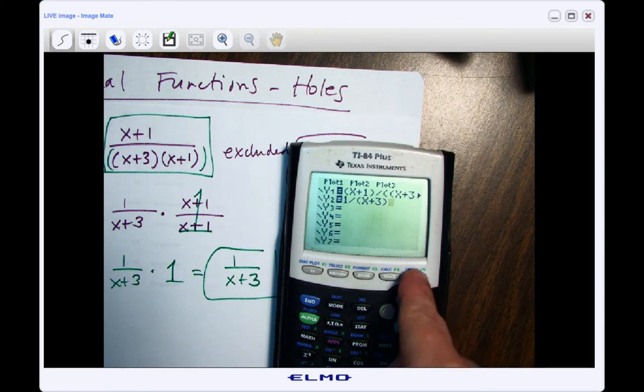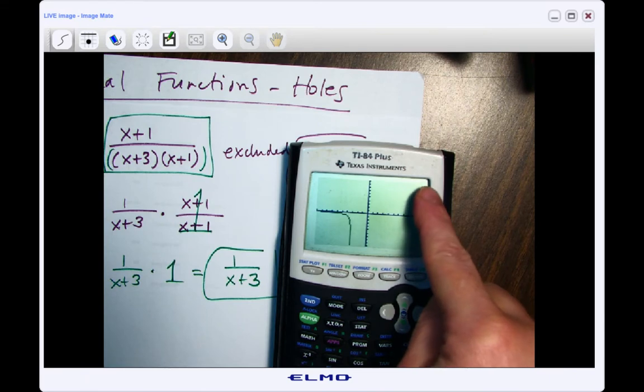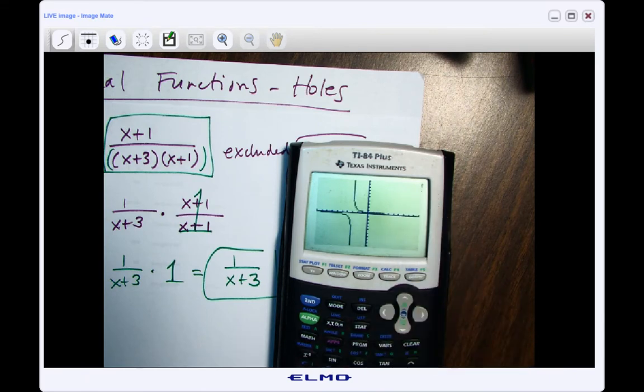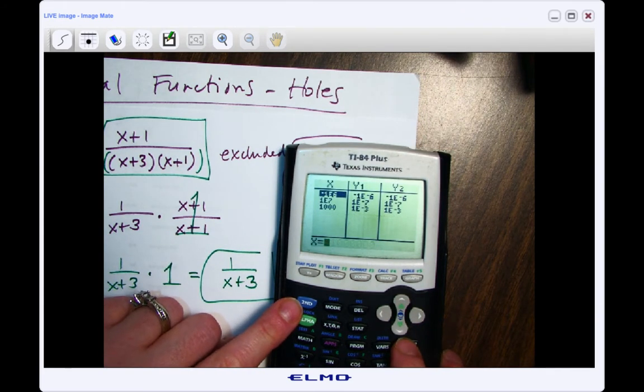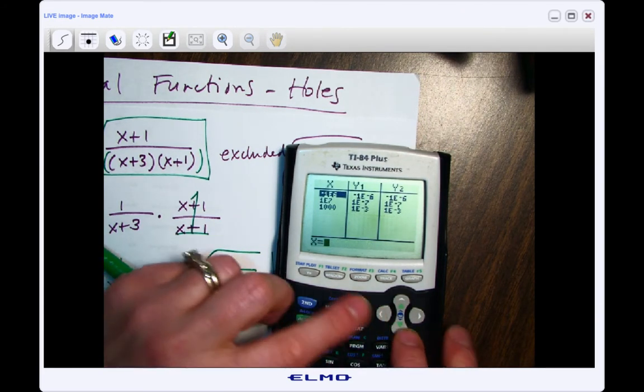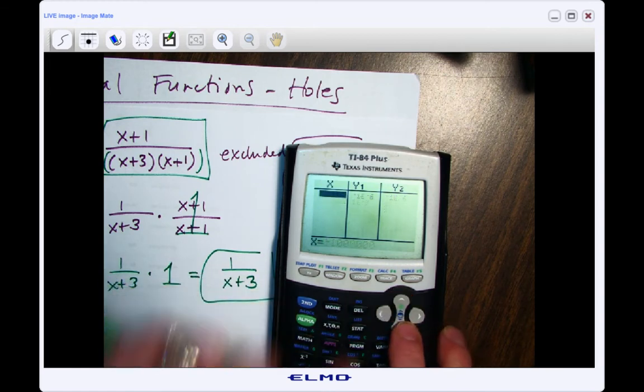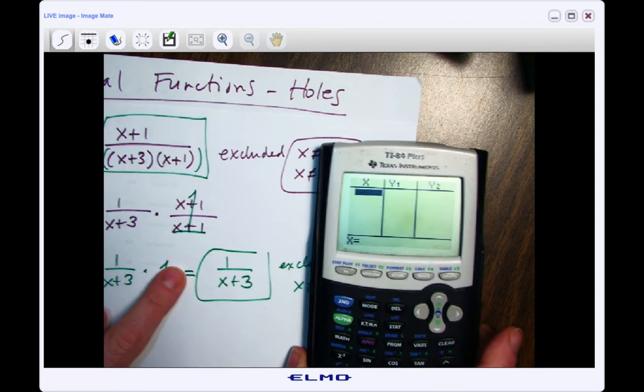I'm going to hit my graph button. Here it is. It's graphing the first one. Now it's graphing the second one. And you can see that on the graph, they look identical. They look like the same picture. But there's one thing that's very, very different about them. So let's go to the table to see if we can see that thing that's different. So I'm going to clear out these things so we don't have to look at those. Okay, you ready? Now I'm going to put in some values for x.